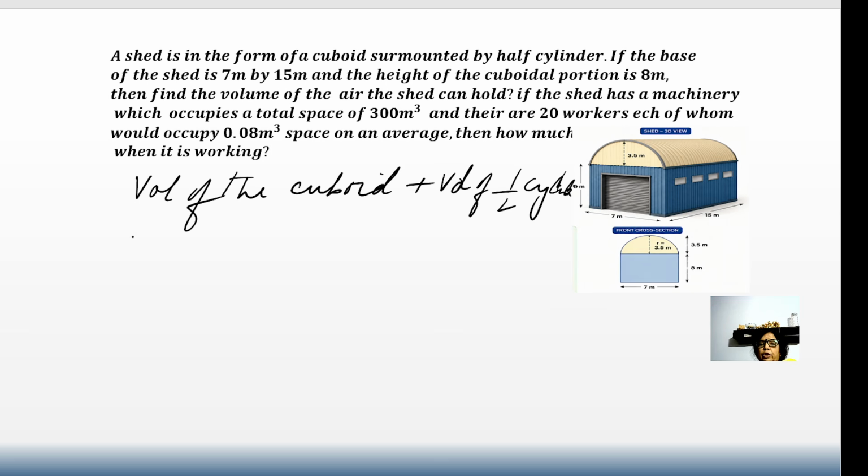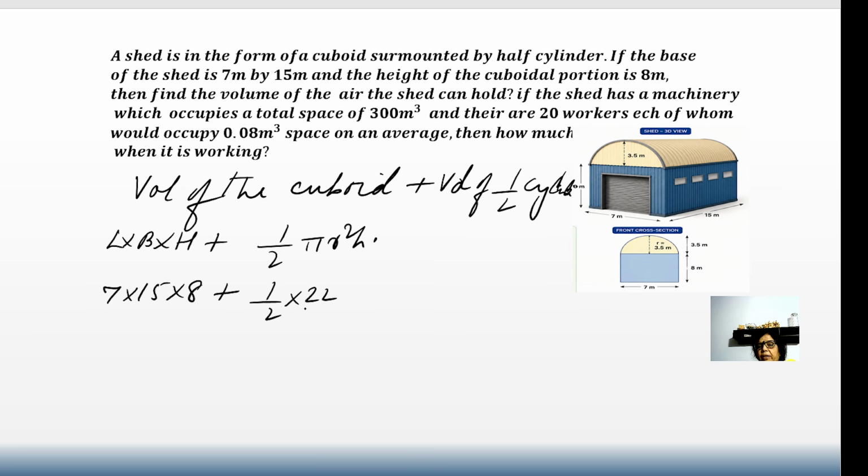The volume of the cuboid we know is L into B into H, and for the half cylinder it is half of pi r square H. Now we'll have to plug in the values that we are given. So it is 7 meter by 15 meter and the height is 8 meter. So here you don't have to worry about it. 7 into 15 into 8 plus half into pi is 22 by 7.